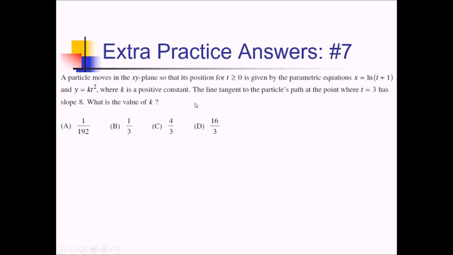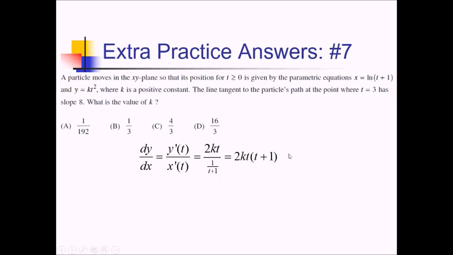So for dy over dx, we're going to need y prime of t over x prime of t. Y prime, that's the derivative of kt squared. That's going to be 2kt. And now for x prime, that's the derivative of ln of t plus 1. So that's 1 over t plus 1. And I'm also going to clean this up a little bit, multiply by the reciprocal. So I can rewrite this whole thing as 2kt times (t plus 1).